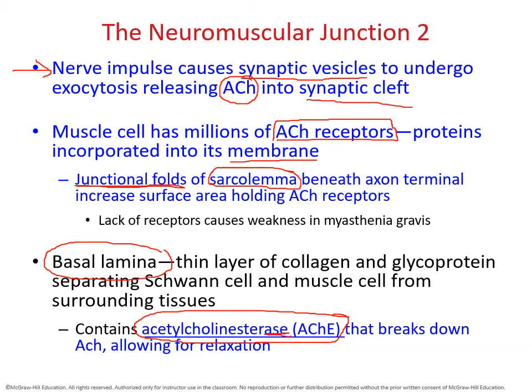ASE means it's an enzyme, and the acetylcholine esterase, its main function is going to be to break down acetylcholine. Now, some of you might be wondering, wait, I need acetylcholine to communicate between the axon and the muscle so the muscle knows that I need it to contract. So why do I need an enzyme or acetylcholine esterase to break down my acetylcholine? Well, very simple. There will come a time where you want your muscle to relax.